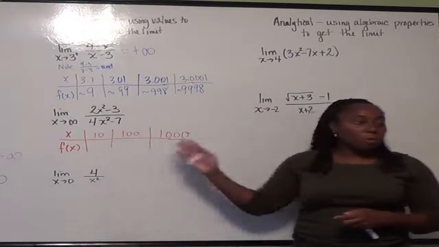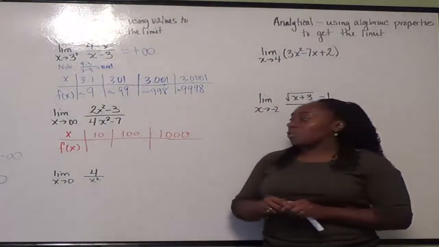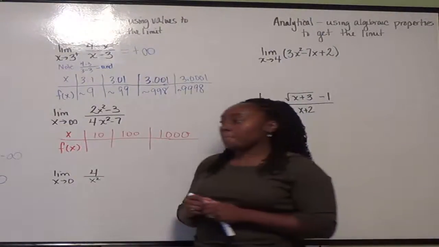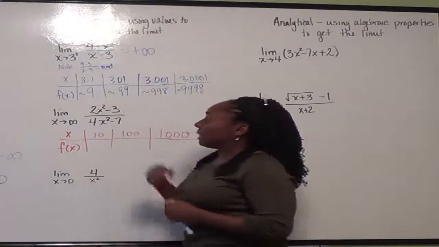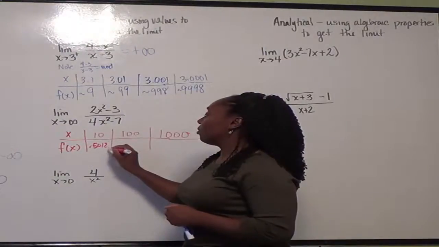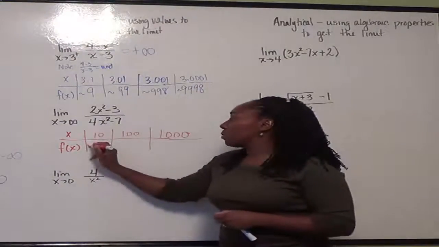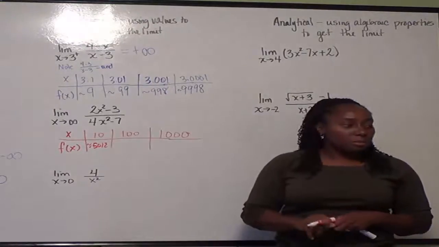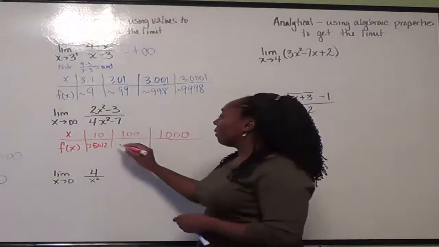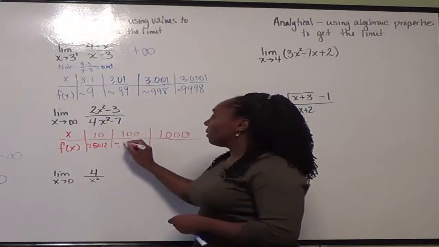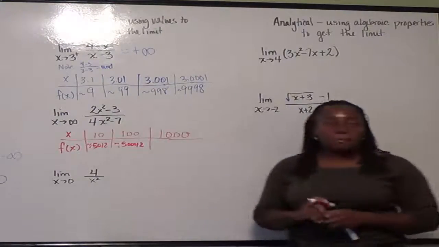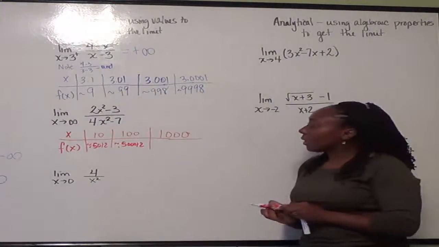And again, you can pick more than that if you need to, but I just need enough so that I can see what the function is doing. Okay? So in the first one, if I plug 10 into my function, I'm going to get about 0.5012. There's going to be some other decimals in there, so that's an approximate value. If I look at 100 and I plug it in there, I'm going to get about 0.50012. Again, some other values after that.